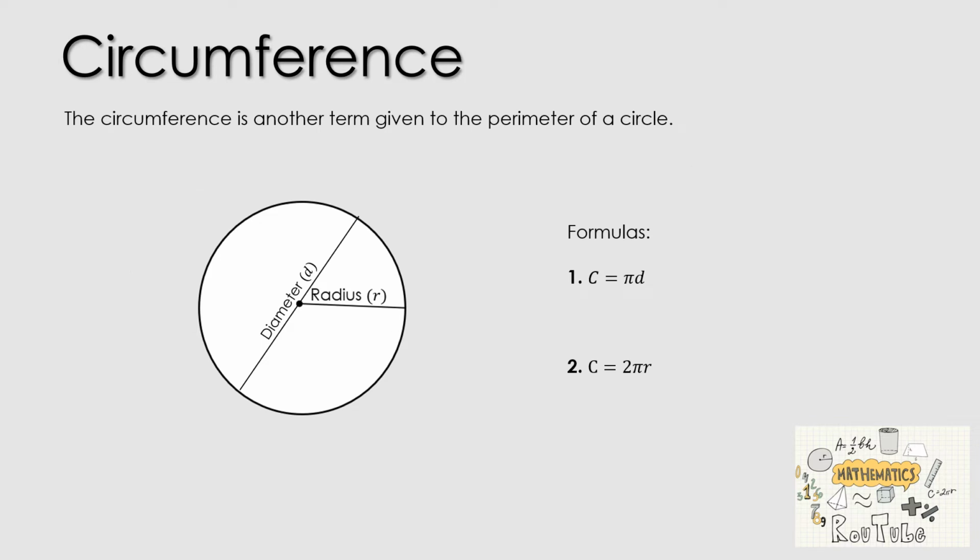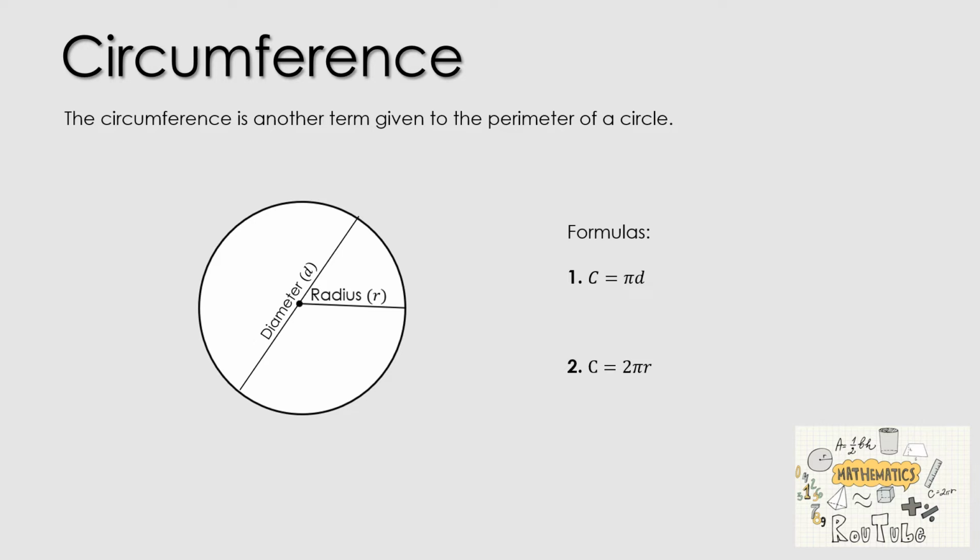Okay, so the word circumference, you probably wouldn't have encountered this in Year 7, but if you did, that's great. In Year 8, you'll most likely be introduced to the word circumference. Circumference is another term given to the perimeter of a circle. You won't hear too many people say, can you find the perimeter of a circle? It's always the circumference. So if you're asked to find the circumference, what it's asking you to do is work out the outside or the perimeter of a circle.